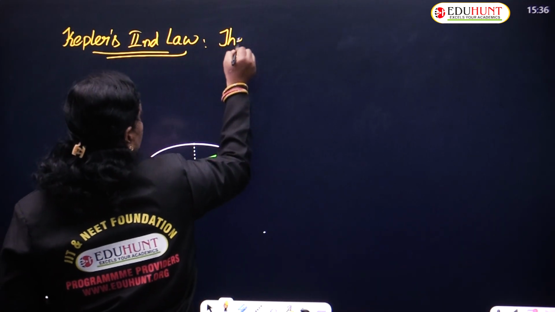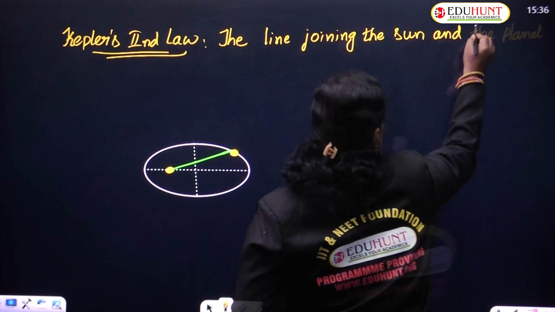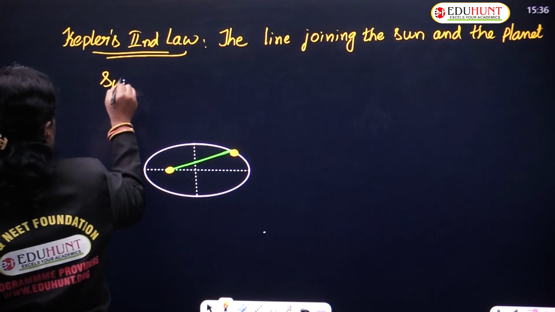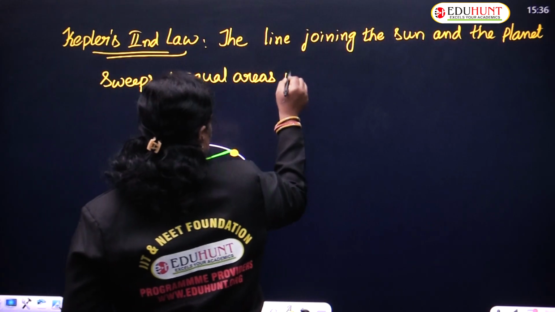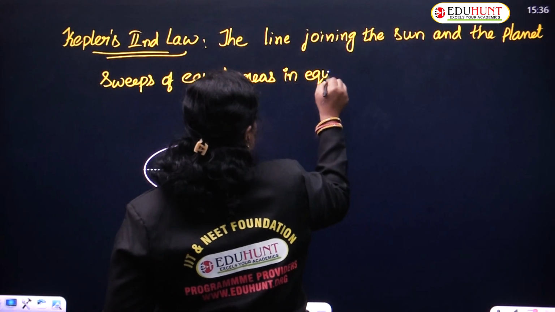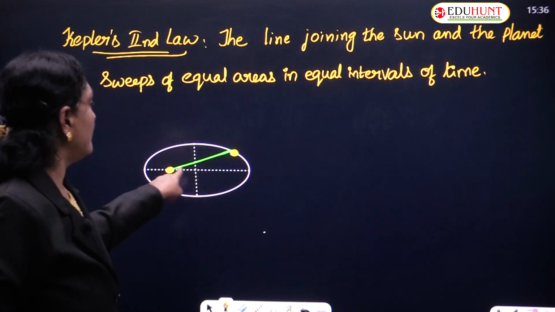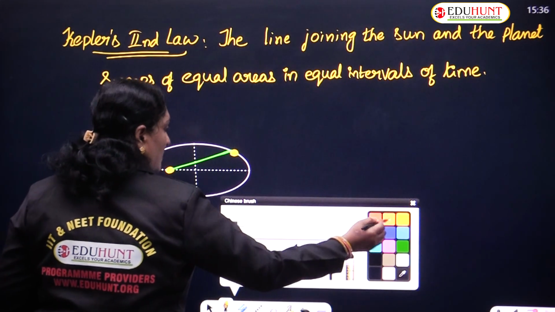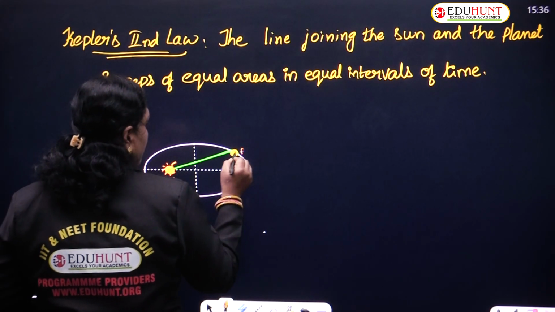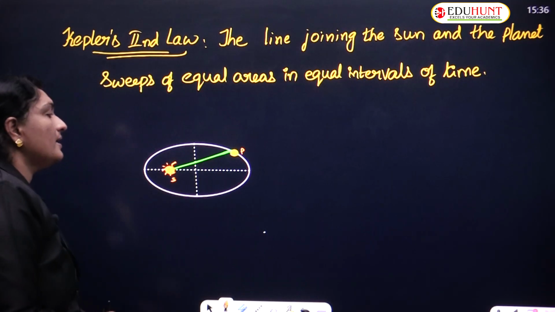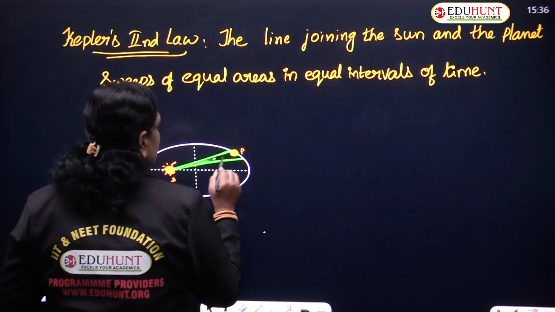The line joining the sun and the planet sweeps out equal areas in equal intervals of time. So the line joining, this is your sun, and here is your planet. The line joining the sun and the planet sweeps out equal areas in equal intervals of time.